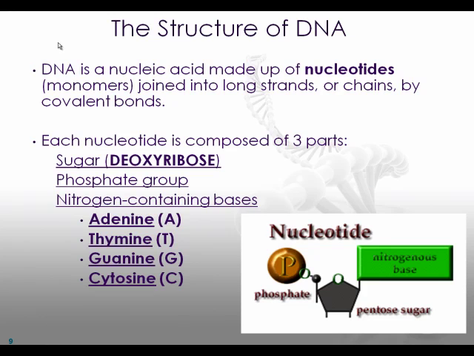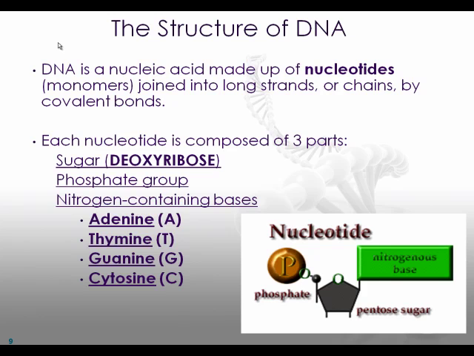DNA is a nucleic acid made up of nucleotides. Each nucleotide is composed of three parts. You have a sugar called deoxyribose, you have a phosphate group, and you have 4 nitrogen-containing bases: adenine, usually represented by the letter A, thymine, T, guanine, G, and cytosine, C. The picture at the bottom shows you a typical nucleotide, a 3-part unit: phosphate, sugar, and base.